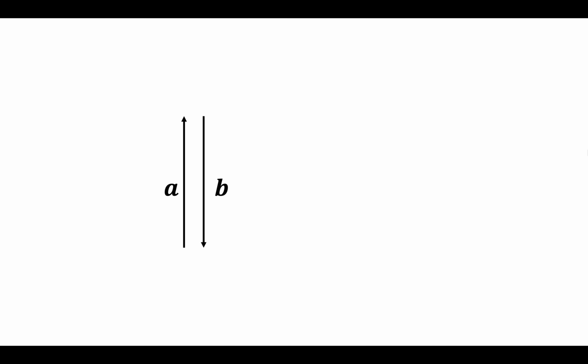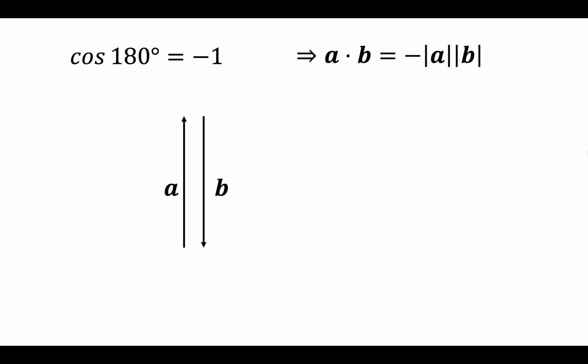Now, if a and b are in opposite directions, then the angle between them is 180 degrees, and cos of 180 degrees is equal to minus 1. Therefore, a dot b is equal to minus the magnitude of a multiplied by the magnitude of b. As minus 1 is the minimum value that cos of theta can take, this is the minimum value of the dot product of a and b when they are in opposite directions.